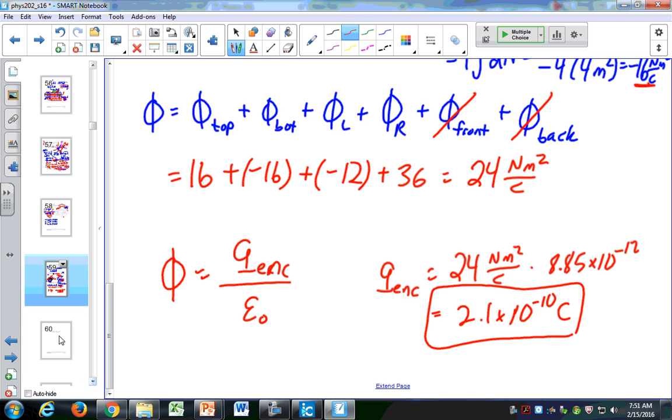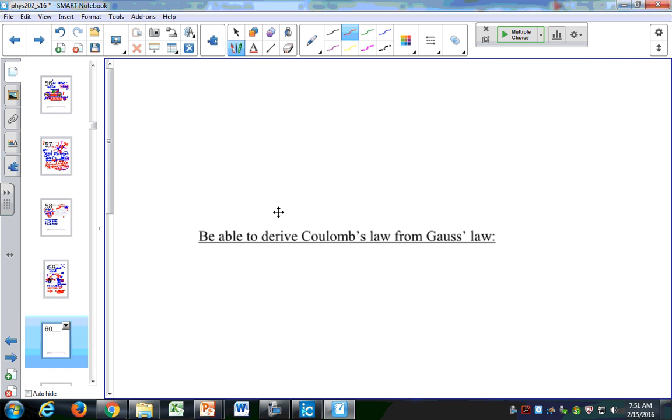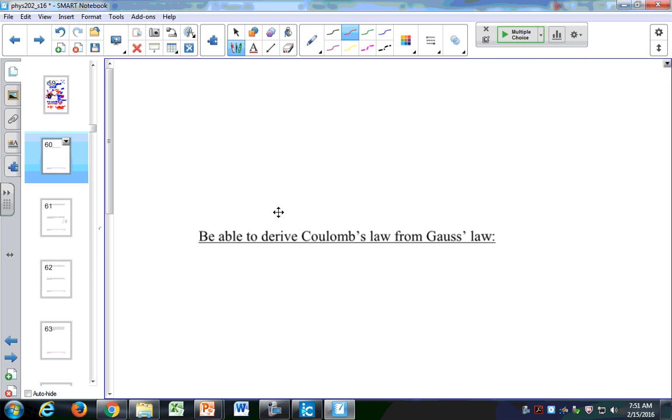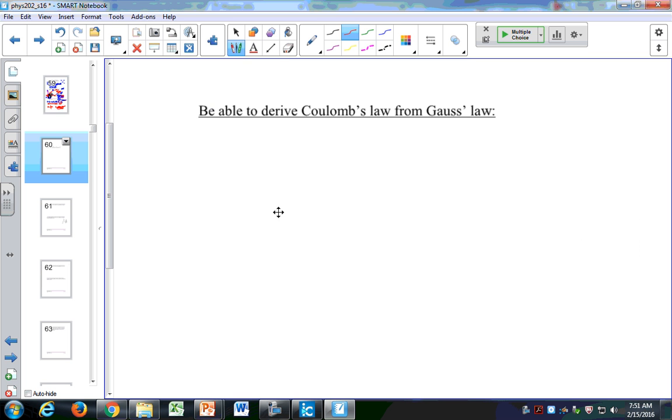There's one other thing that you'll need to know, and that's how to find Coulomb's law from Gauss's law. I don't usually do derivations on the test, but you could see this on the next test, okay? So it's not going to be a take-home derivation, but you could see this. You will have a take-home derivation, but this won't be it. But you do need to be able to derive Coulomb's law from Gauss's law.